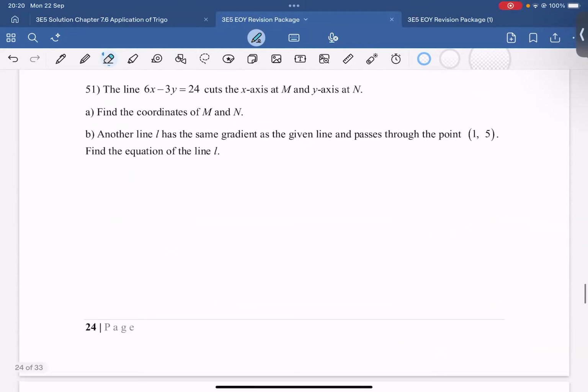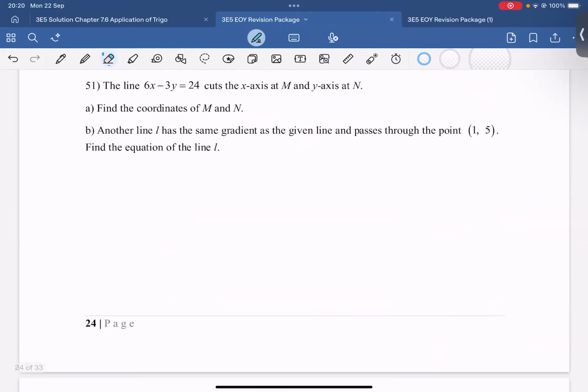Okay, next 51. The line cuts the x-axis at this and y-axis at this. When the line cuts x-axis means what? Anyone? I saw Victor. Victor, what does cut x-axis mean? I don't know. Why you don't know? Cut the graph. What's so special?